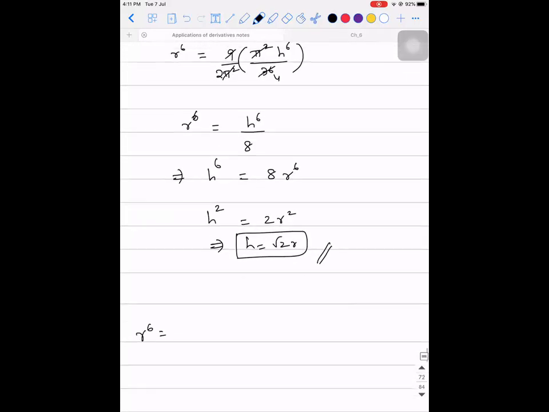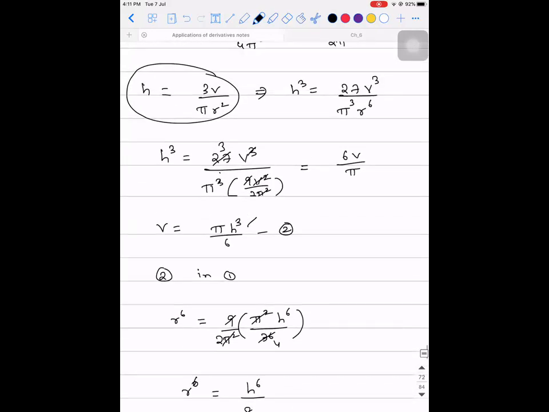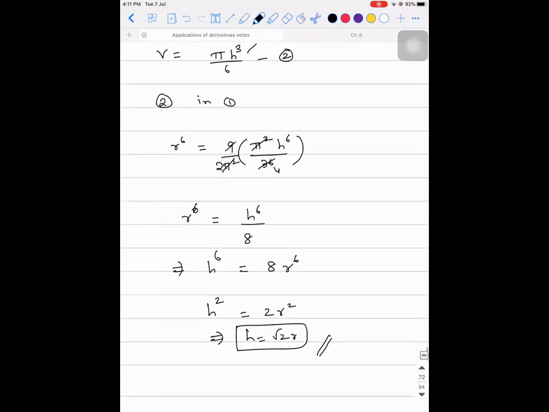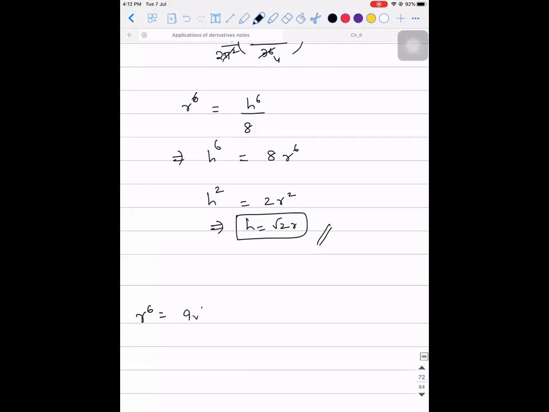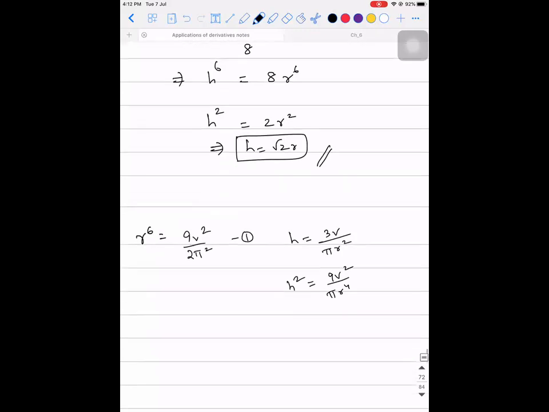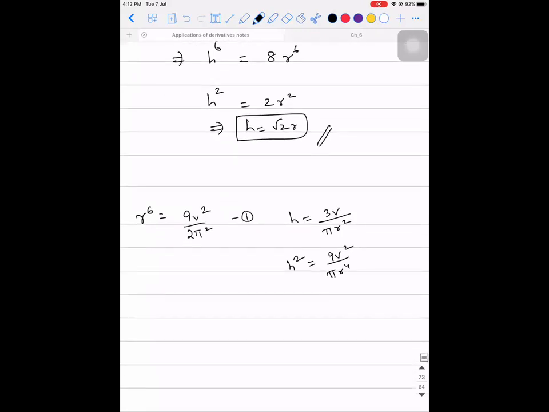r power 6, what is it that we have? r power 6 is 9v square by 2 pi square. Okay, let me take this as 1. So h is 3v by pi r square, right? So you want me to square this. h square is equal to 9v square by pi square r power 4. After that, in that first equation we are taking r power 6 as r square into r power 4.